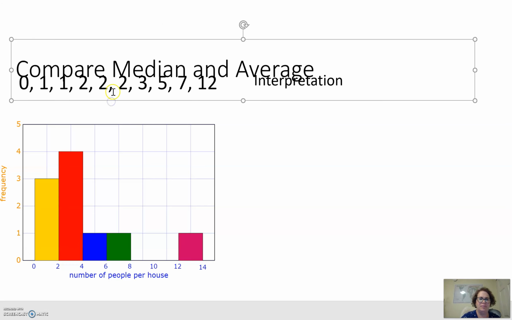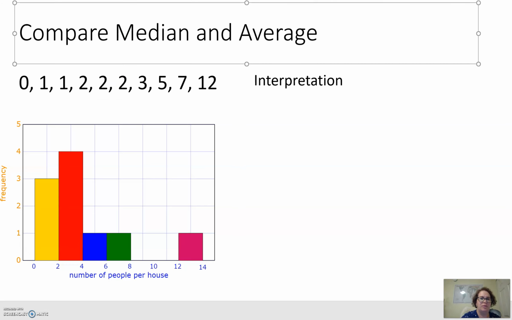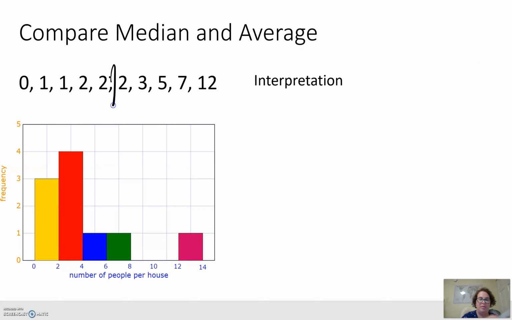Our median was 2, right? Chop the data in half. And then our average was 3.5. So we want to take a look at the interpretation. Why are these two measures of center? Like, isn't the center just the center? Why are these measures of center different?